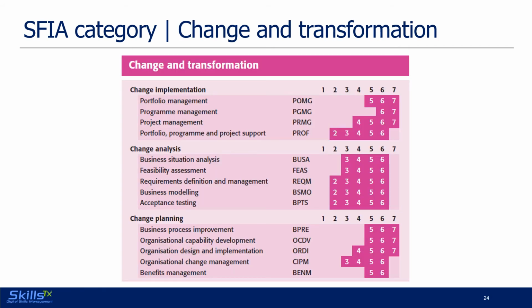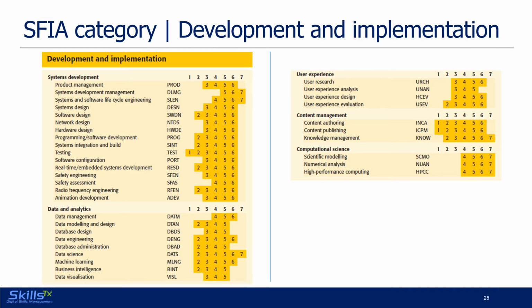We've had a little bit of structural change in the change and transformation category. Instead of 2 subcategories, we now have 3. We've got change implementation, change analysis, and change planning. The development and implementation category has had a bit of change as well. We have 5 subcategories: systems development, data and analytics, user experience, content management, and computational science.